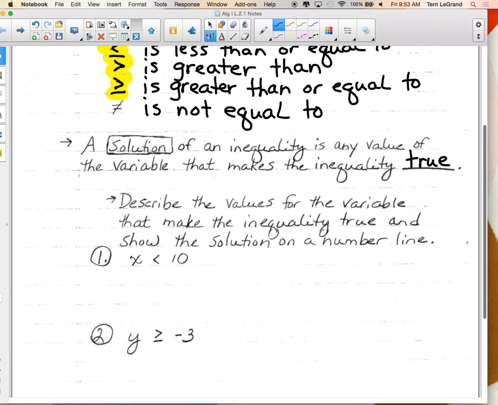Well, then what is the difference between getting a solution for an equation and getting a solution for an inequality? What's the difference? A solution makes it true, but for an equation, it would be like an answer. Okay, so there is no answer for inequalities. It's like what makes it true.